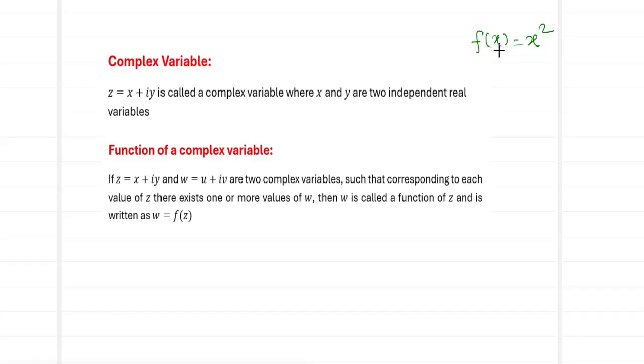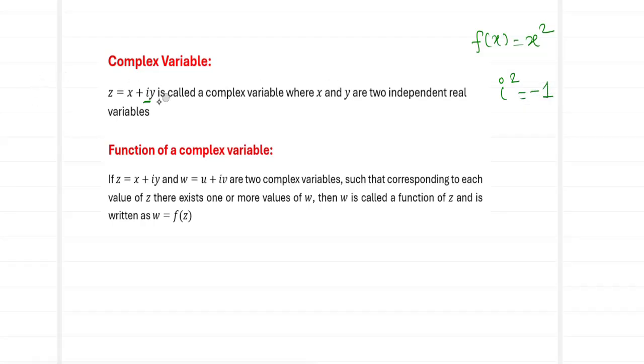Now we have been introduced to an extension of this real number called as a complex number. So what is a complex number? Any number of the format z is equal to x plus iy is called as a complex variable, where x and y are going to be two independent real variables, and the i over here is called as the imaginary part, which satisfies the criteria i square equal to minus 1.